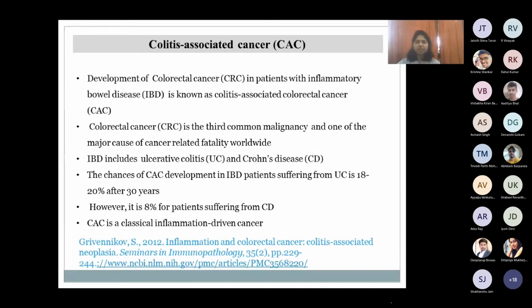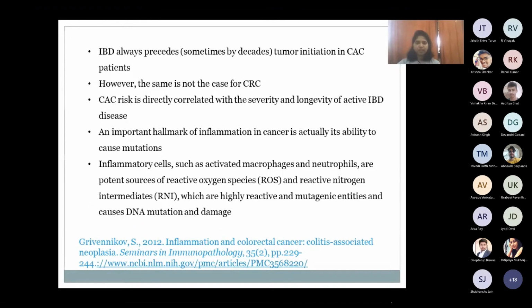CAC is a classical inflammation-driven cancer. IBD, or inflammatory bowel disease, sometimes precedes tumor initiation in CAC patients. However, the same is not true for CRC, or colorectal cancer, patients. CAC risk is directly correlated with the severity and longevity of the active IBD in a patient.